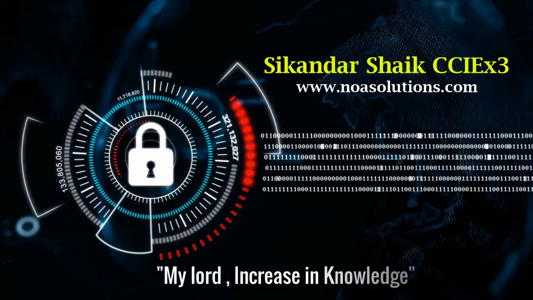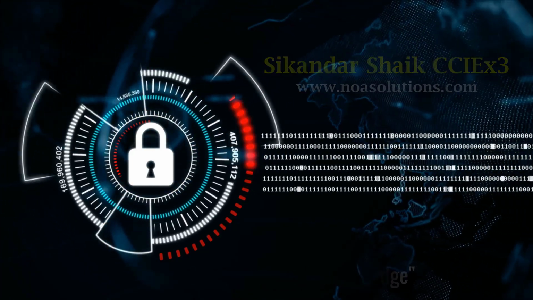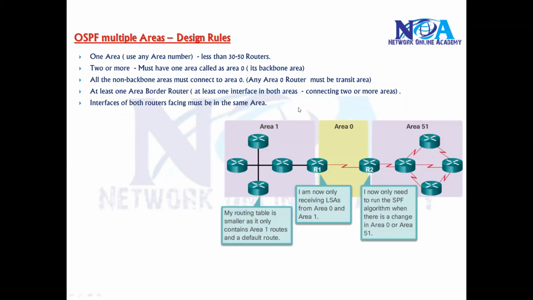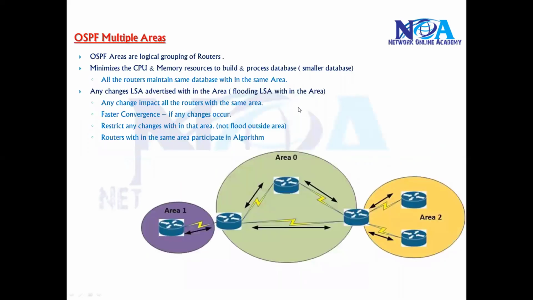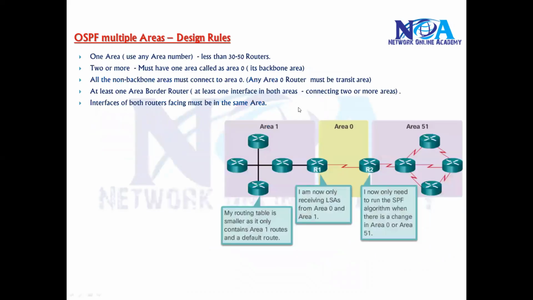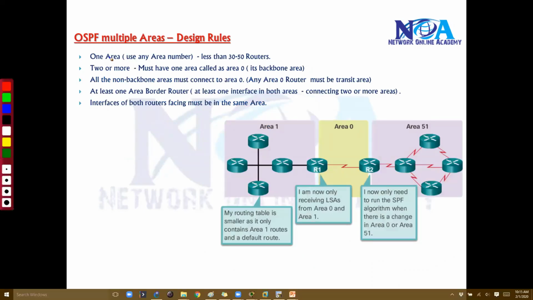Rabbi zidni ilma. Okay, so the next thing I'll discuss is the rules. Like in the previous section, we discussed why we generally go with multiple areas. As I said, to minimize the size of the database and to minimize the number of advertisements. Now, once we decide to go with multiple areas, we need to follow some rules, like the designing rules. Like I said, if you remember in the previous basic topics, we used only one area.